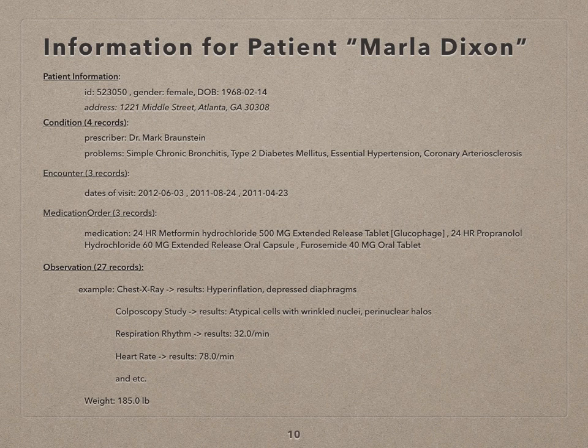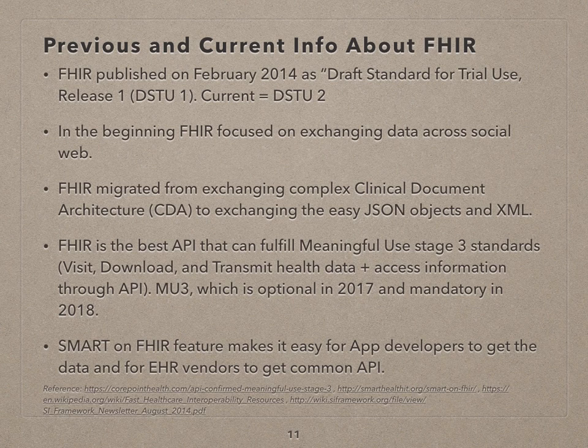And she had 27 records of observation, like chest x-ray, colposcopy study, respiration rhythm, heart rate, and so on. And the recent weight for this patient, Marla Dixon, was 185 pounds based on the GT FHIR information.